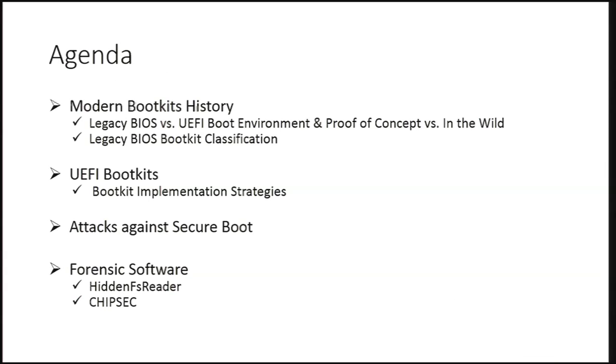All right, so this is the brief overview of this presentation. It consists of several parts. We'll start with a historical overview of the bootkits and how they evolved over the recent years. We'll consider bootkits seen in the wild, as well as their proof of concept implementations. And we'll speak about the classification of the legacy-based bootkits which we came across. Then we'll move to discussing the attack vectors, for present and future, against the Unified Extensible Firmware Interface. We'll touch on the Secure Boot implementation on Windows 8 and the ways one can bypass this security feature. As well, we will discuss and present software which is used for forensic analysis against the bootkits. So these are the ESET Hidden FS Reader and Intel Chipsec framework.